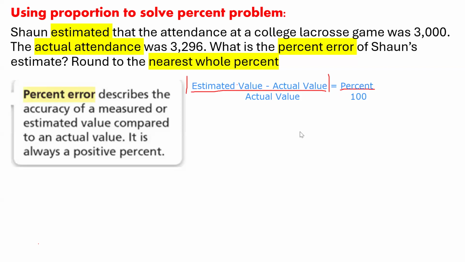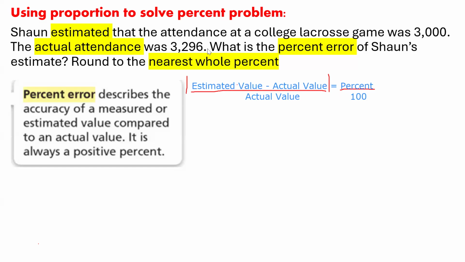What do we mean by estimated value? Estimated value is the same thing as an approximation, a guess, not exact. An actual value is, in this case, the actual attendance. This is basically the number of persons that attended when they were counted. Those are the actual persons that attended the game. All right, so in establishing those definitions, let us go into calculating the percent error.